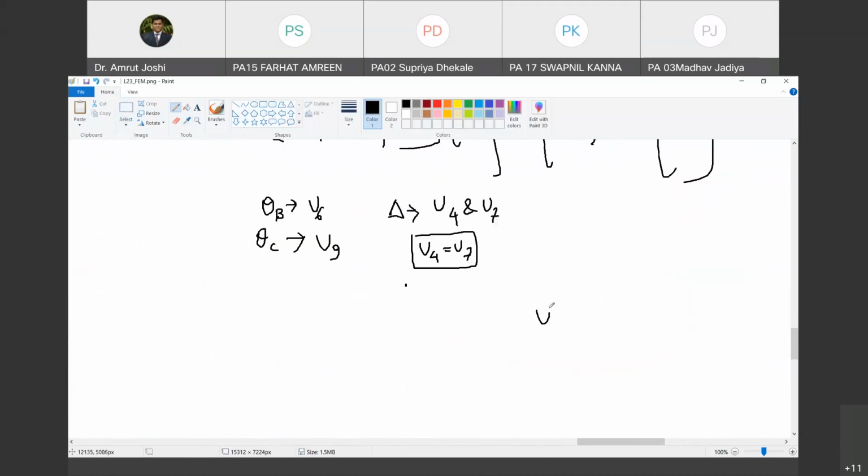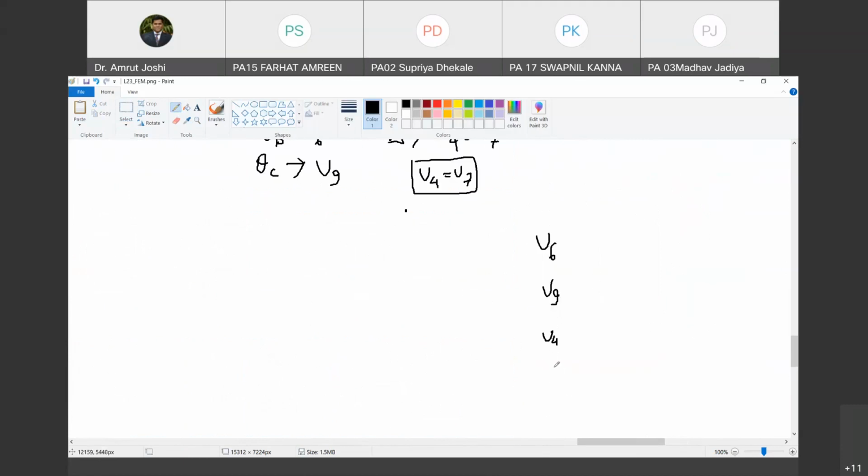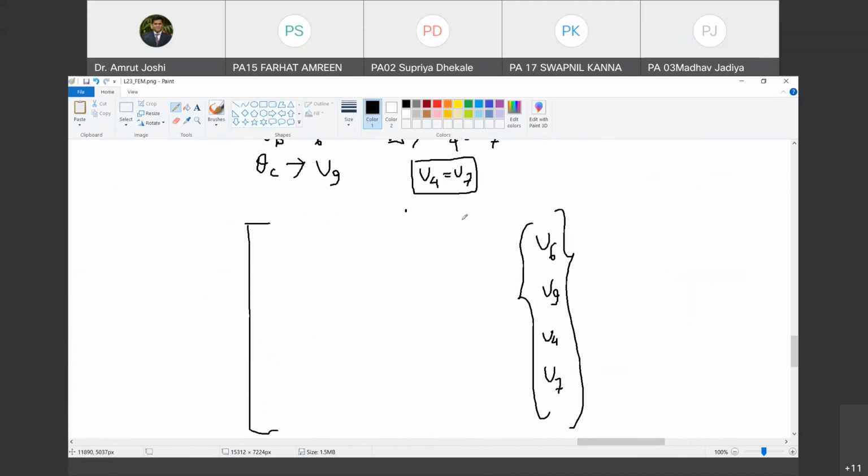So I'm going to now write down U6, U9, U4 and U7. Are you with me? Yes, sir. If I treat this degrees of freedom, I am going to have a 4 by 4 matrix. Are you with me? 4 cross 4 matrix. Happy? Yes, sir.